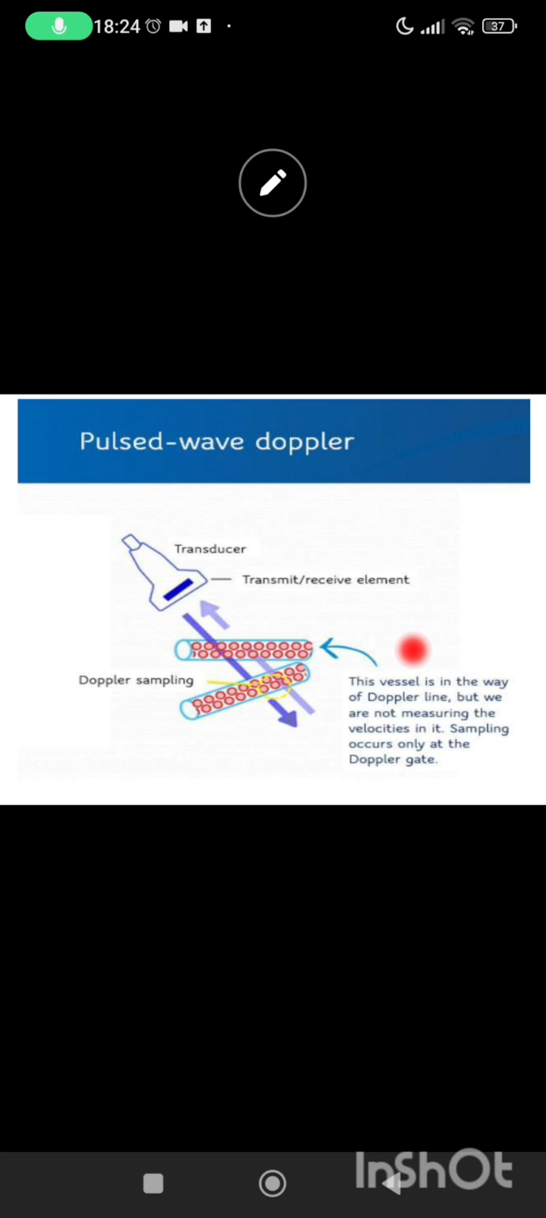So here we can see the pulse wave Doppler. First it transmits and then it receives. One task at one time. So what about the range resolution of pulse wave Doppler? There is good range resolution.